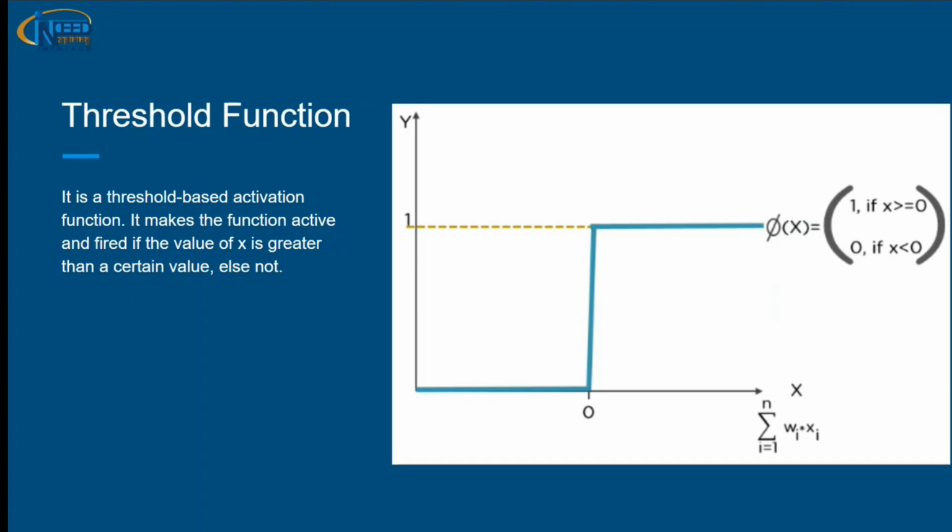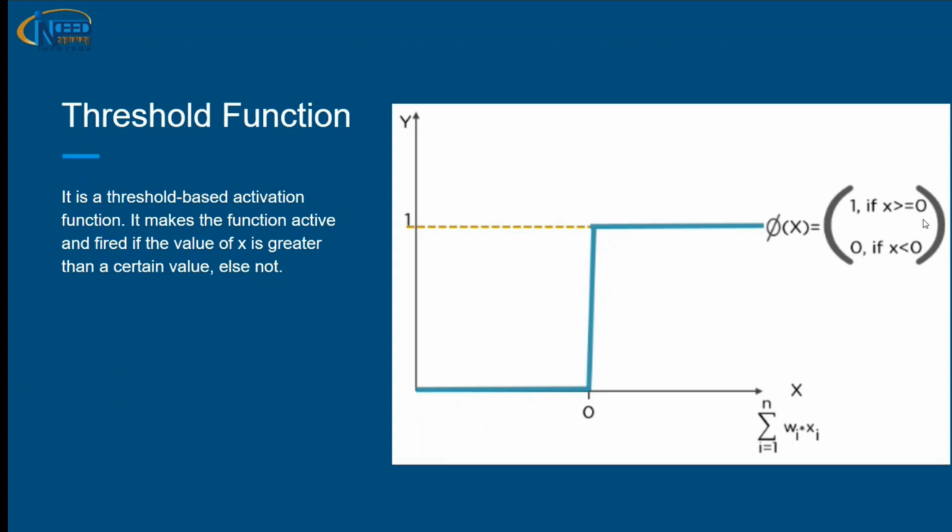Then we have another function called the threshold function. It is a threshold based activation function. It makes the function active and fired if the value of x is greater than a certain value. So here you can see that it has a certain value, and based upon that value it is going to work. The output is going to become 0 if x is less than 0. The output is going to become 1 if x is greater than or equal to 0. So here we are taking the threshold as 0.